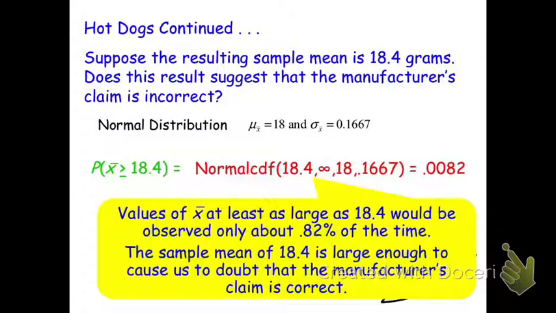Sounds silly as an example. So basically the chance of that happening is less than 1%. So the sample mean of 18.4 is large enough to cause us to doubt that the manufacturer's claim is correct. Well, that's when we would get to a p-value and an alpha and all of that. They have to test it.